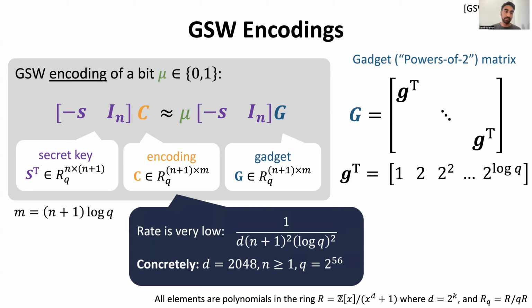And it's useful to note here, the rate is very low. So to encode a single bit in GSW, we need a lot of stuff. We need m columns, where m is n plus 1 times log q. Concretely, it's like megabytes. So this GSW encoding is very large just to encode a single bit. But there is a point to it. There's a reason that these are useful.